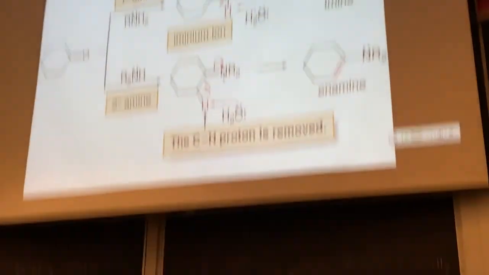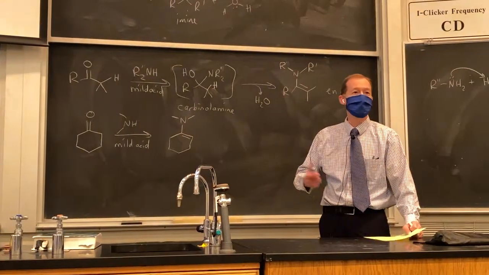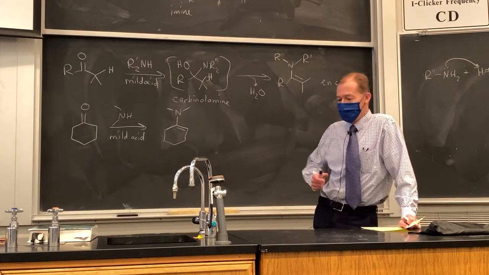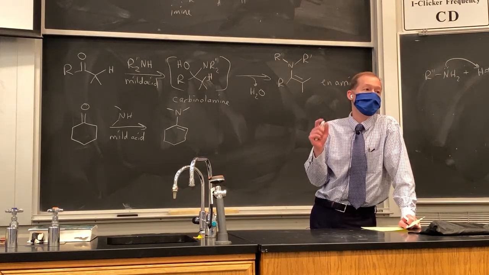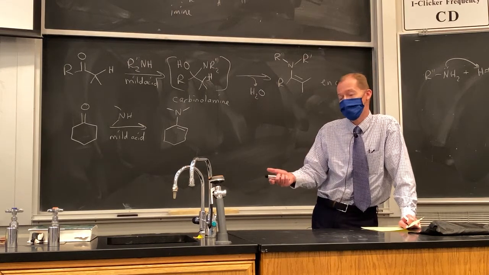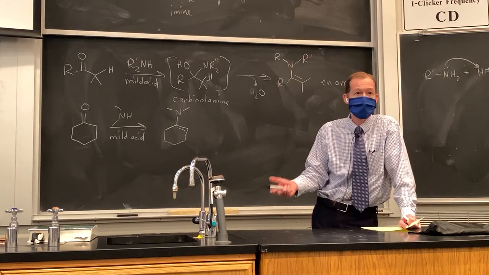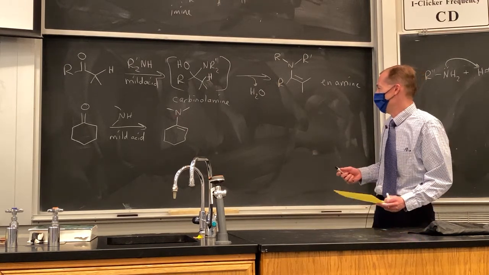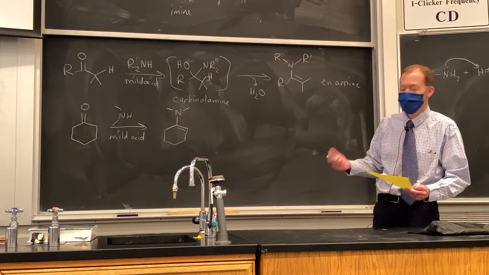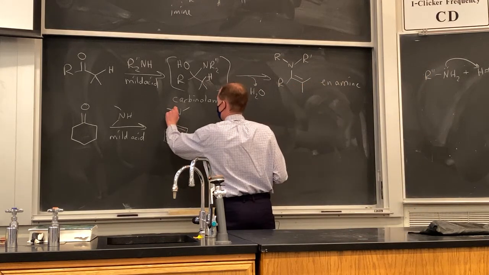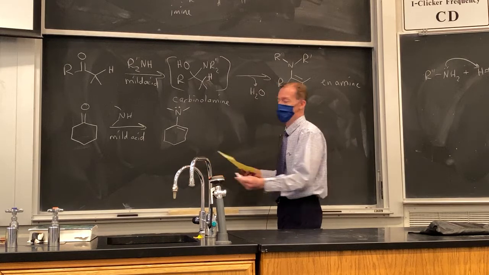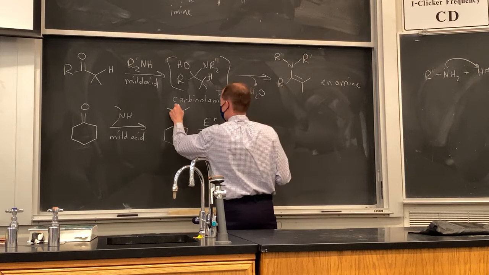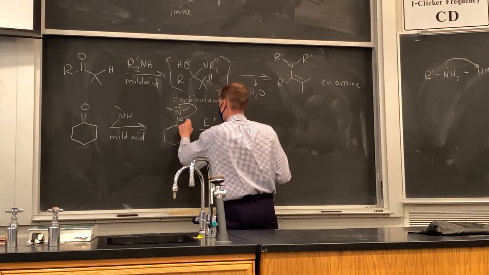What would we use enamines for? Why would we want to make enamines? They're actually really good nucleophiles. We know that alkenes are nucleophilic. We've used alkenes as nucleophiles in many reactions that we learned last semester. If we attach a strong electron donating group to our alkene, that makes it an even better nucleophile. Okay? So we can react enamines with electrophiles like this.